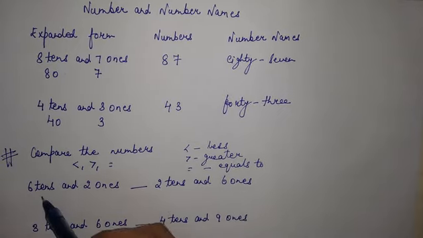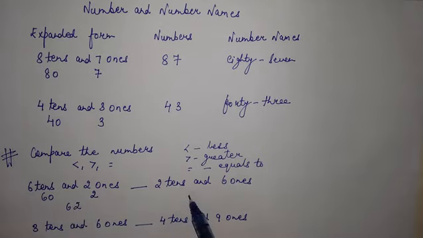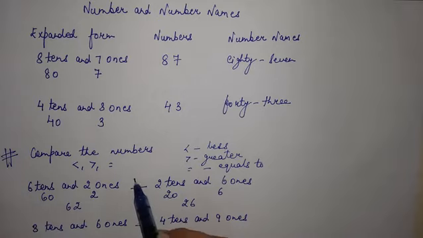So 6 tens means 60 and 2 ones means 2. It is 62. This is 2 tens and 6 ones. 2 tens means 20 and 6 ones means 6. तो ये number बना आपके पास 26. So now this is 62 and 26. So it is clear that 62 is greater than 26. So here greater than sign will come.